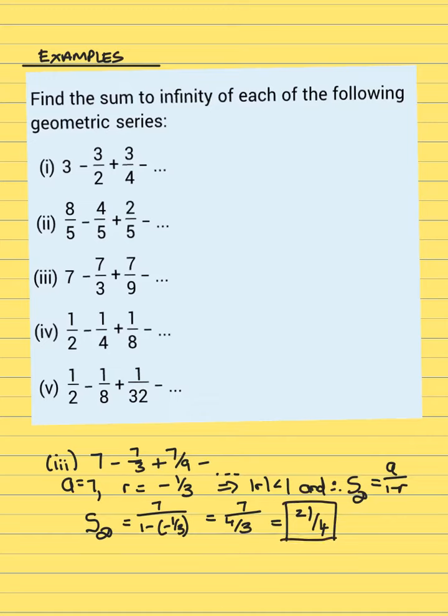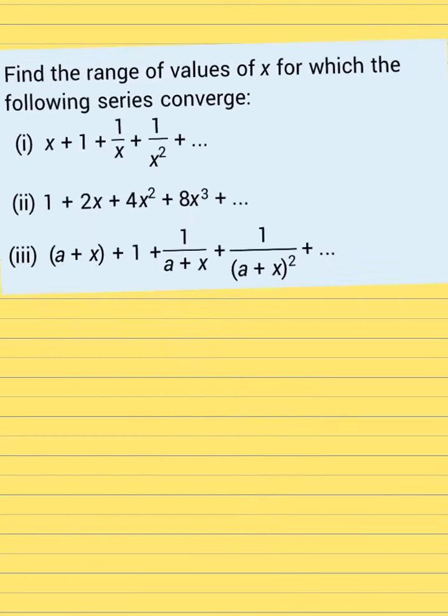Now, before you move on, pause the video and do part 5 of this. In this question, we're asked to find the range of values of x for which the series converges. But we remember that a series will converge if the absolute value of the common ratio is less than 1.